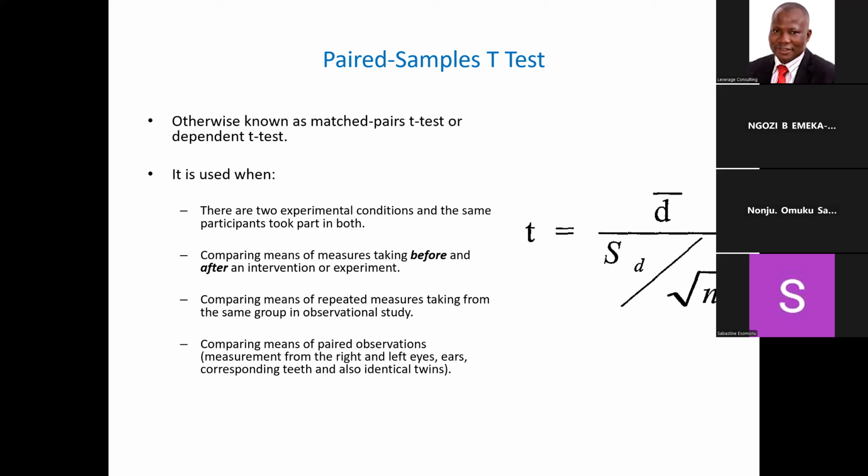Or comparing means of paired observations, measurements from the right and left eye, ear, corresponding teeth, or identical twins. So you compare intraocular pressure for right and left, many things between right and left breast, right and left arm, right and left leg, right and left ear, teeth. Think of anything that occurs in pairs in the body. You're comparing the measurement mean between the right and left.